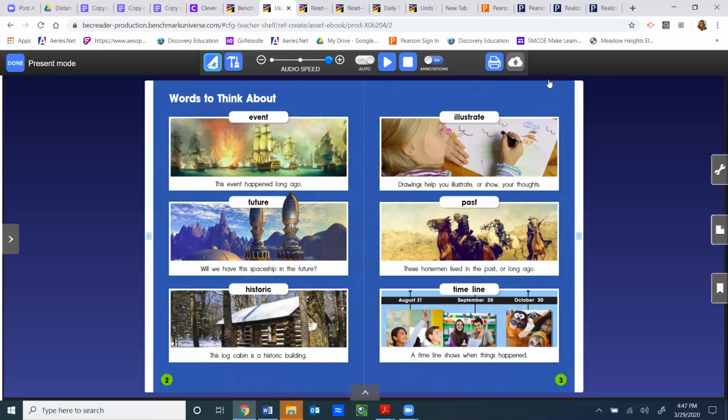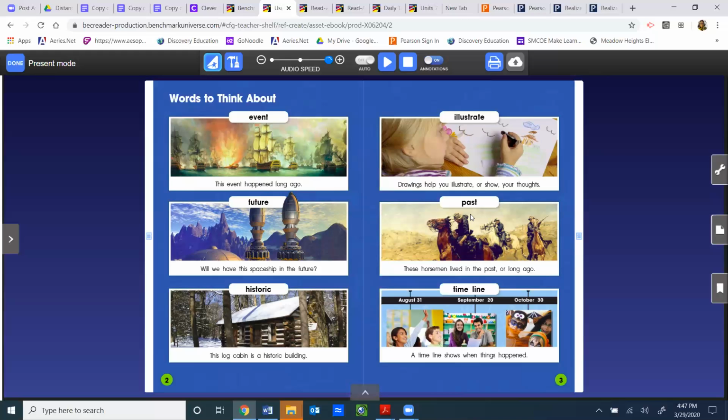Let's go over here to page 3. The word illustrate. Drawings help you illustrate or show your thoughts. Illustrate is just another way to say draw, but it can also be to paint or other things. This next word is past. These horsemen lived in the past or long ago.